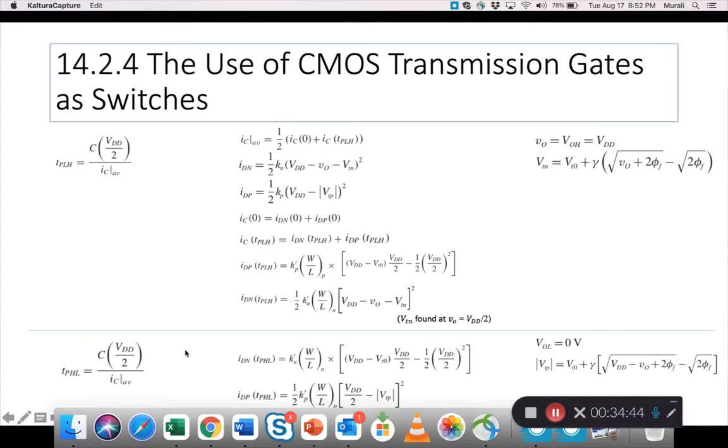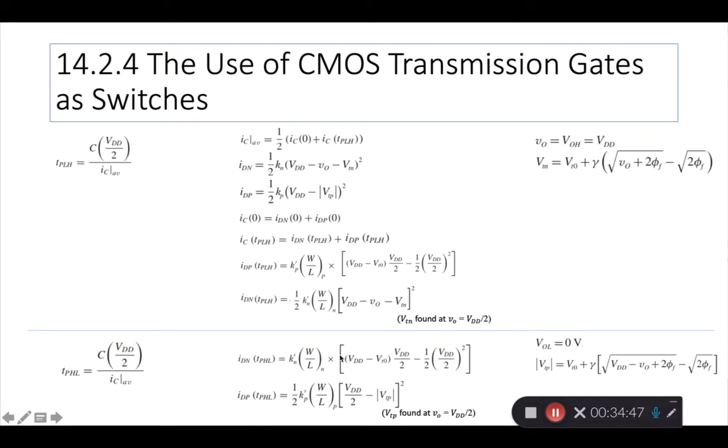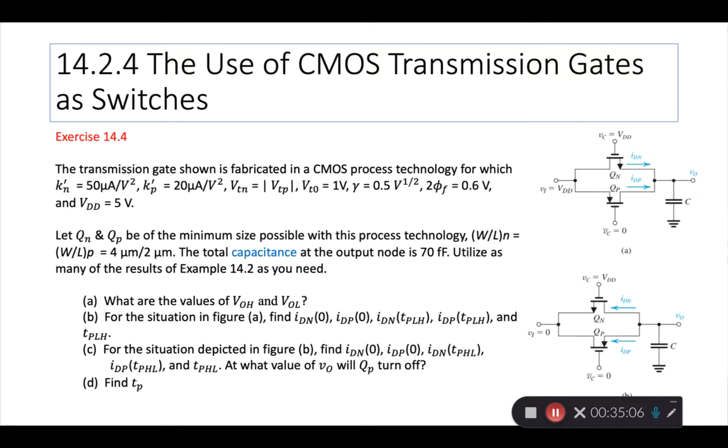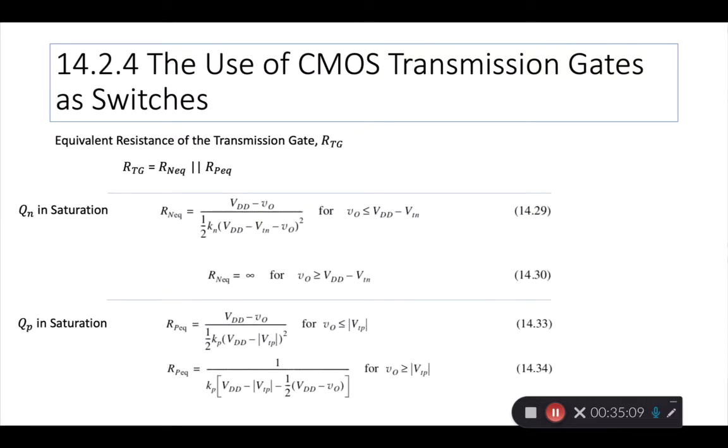Then you have the discharge situation, where your capacitor is discharging to give you a 0 at the output, a low. Then you have to deal with the P-type transistor. So here are the formulas for the p-type transistor. I've given you all these formulas, I've tried to summarize them, and you'll see how we can use them when we actually do some problems. So that was the introduction to the CMOS transmission gate and the NMOS gate in pass-through logic switching.